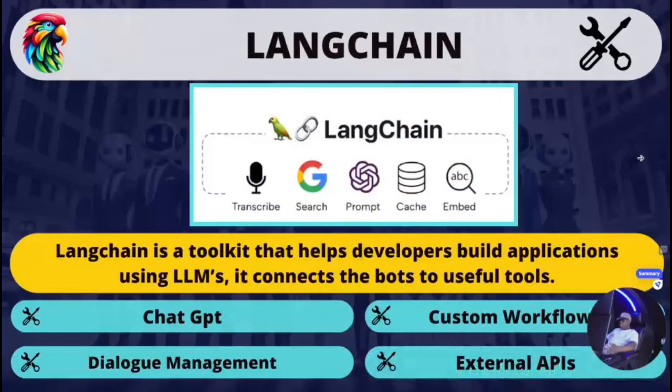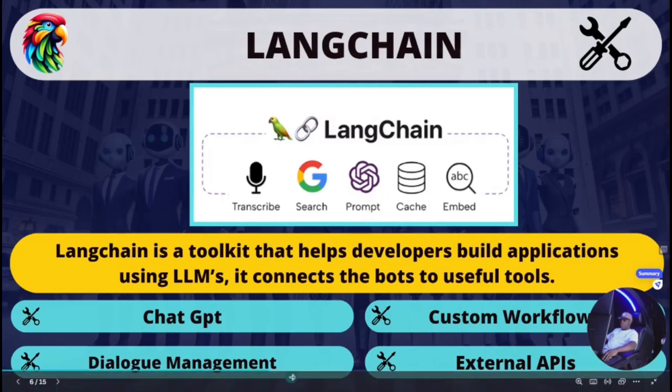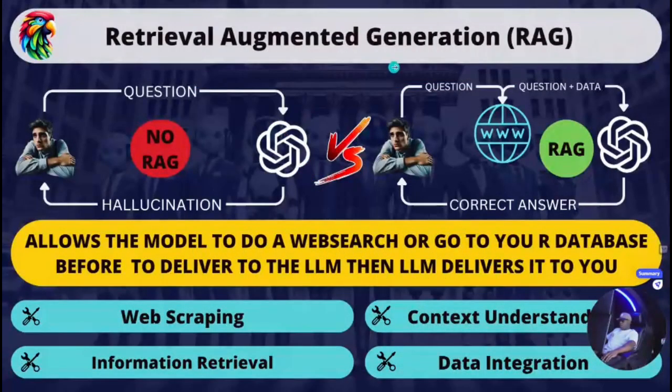Langchain. So, tools. That's why I have this little tool widget here. Langchain is a toolkit that helps developers build applications using large language models like ChatGPT. You've got dialogue management, external APIs, and custom workflows. Retrieval augmented generation, or RAG as they call it. Basically, as I said, it helps the bots get the information that they need.